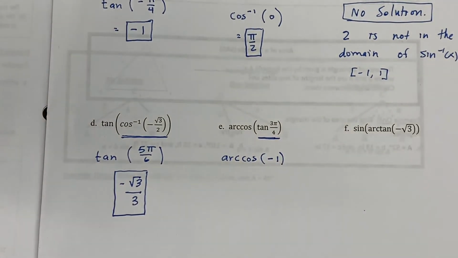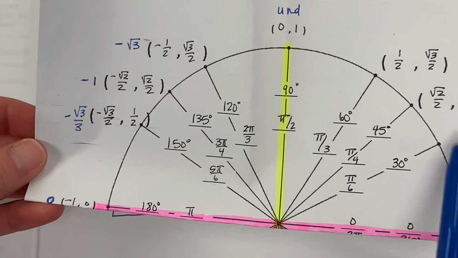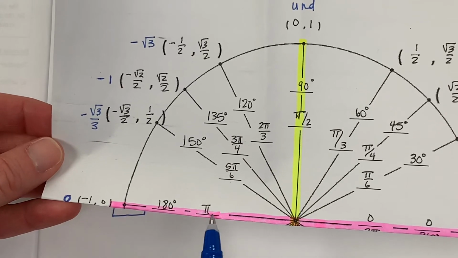So I'm asking myself, for which angle is cosine negative 1? Cosine is restricted to quadrants 1 and 2. Cosine is my x value. It is negative 1 right here, which is my angle π.